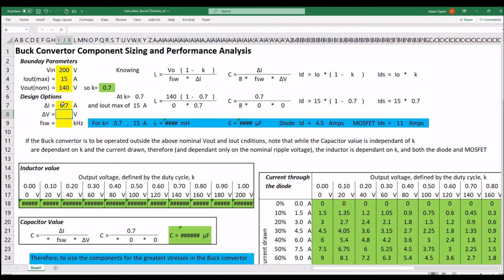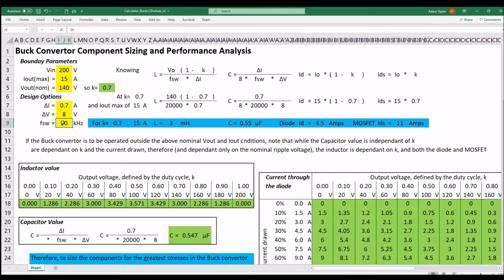Let's call it as of 140, let's say we're going to have a ripple voltage of, let's say, 8 volts, and we're going to switch this thing at, let's say, 20 kilohertz. So if we go up here and have a look at this, we can see that the switching frequency that we've selected is inversely proportional to the value of an inductor, and similarly with our capacitor. So if we increase the switching frequency, we would reduce the value of capacitance and the inductance that we would need. At the moment I've got it set to 20 kilohertz.